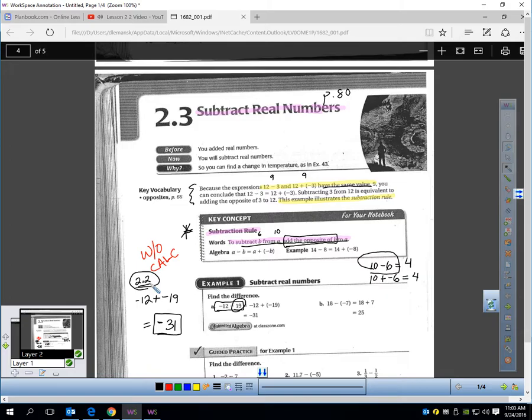All right? Let's look at this one. 18 minus negative 7. Well, I'm not going to try to figure that out. I'm going to follow this rule. I'm going to do 18, and add the opposite of negative 7, which is positive 7, and 18 plus 7 is 25. Well, it couldn't have gotten any easier than that. Okay? This is an incredibly important rule.